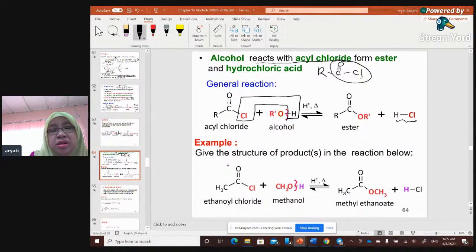The main product is RC double bond O, OR. This part is from the alcohol, and this part is from the acyl chloride. So RC double bond O, OR is the structure of ester. For example, this is ethanoyl chloride, because it has two carbons, ethanoyl chloride reacting with methanol.